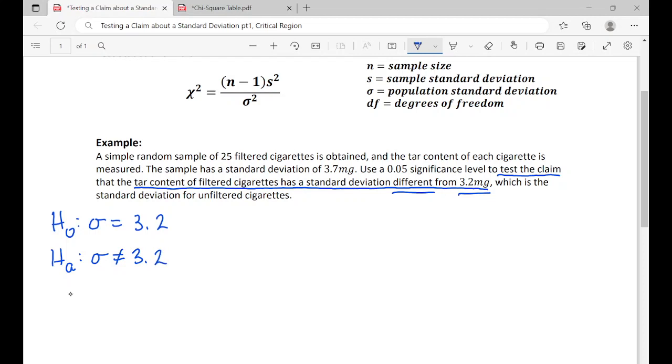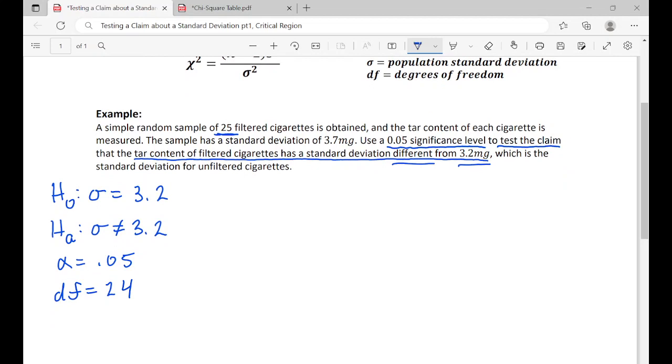We also know that our alpha value, our significance level, is 0.05. We have the degrees of freedom coming from n minus 1, where n here is 25, so 24. And we also have a sample standard deviation s of 3.7 coming from here. So there's our hypothesis test written out with all the information we have.